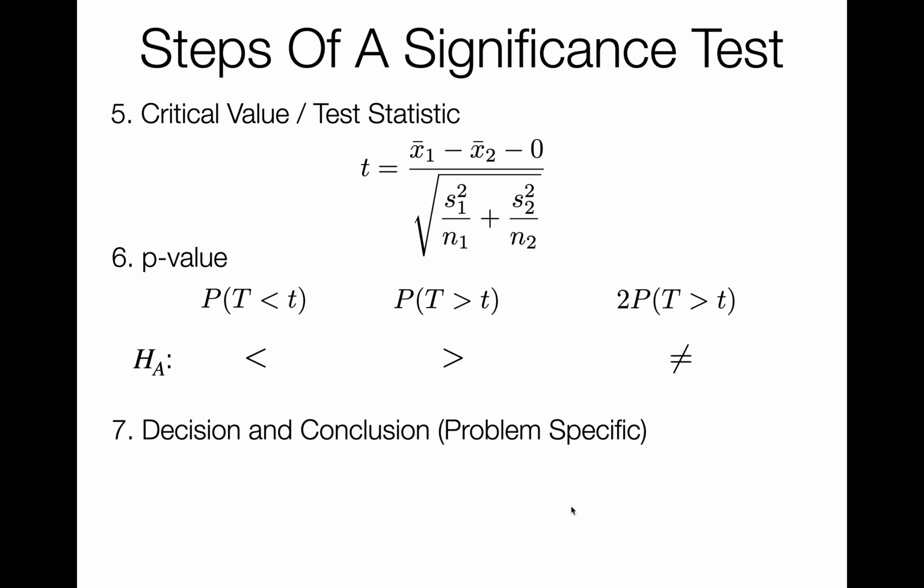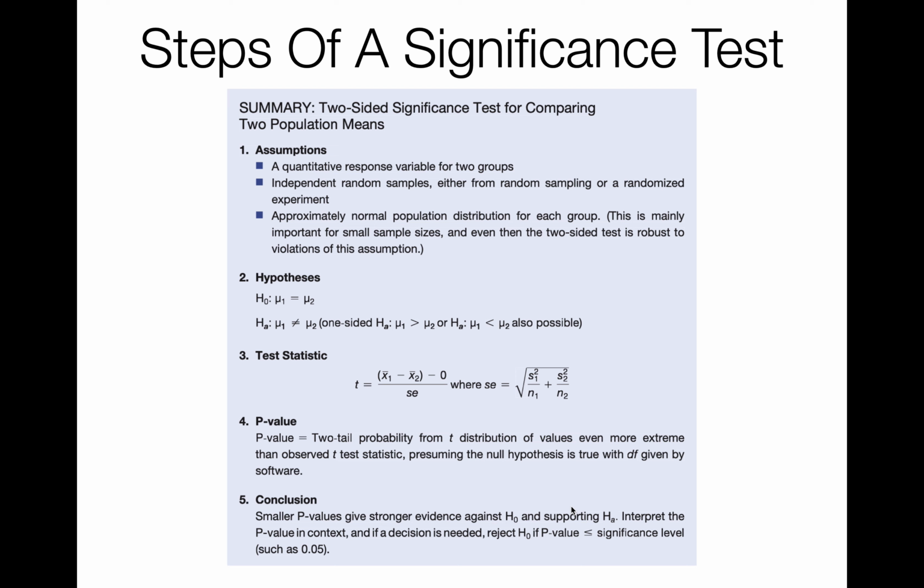Step 7 is the decision and the conclusion. Both of those are problem specific, so I won't talk about them now. But before we look at an example, here's a nice summary from the book. It doesn't have all the steps, but it has most of them: the hypothesis, test statistic, p-value, and conclusion, also the assumptions. It's a nice thing to print out and look at when you do questions.